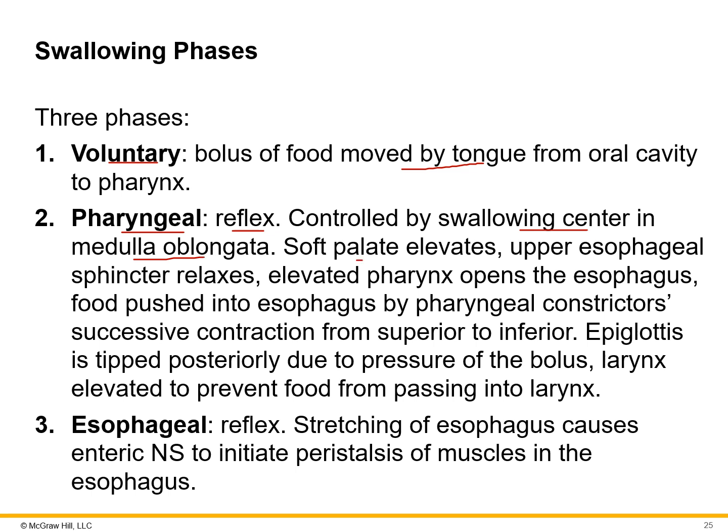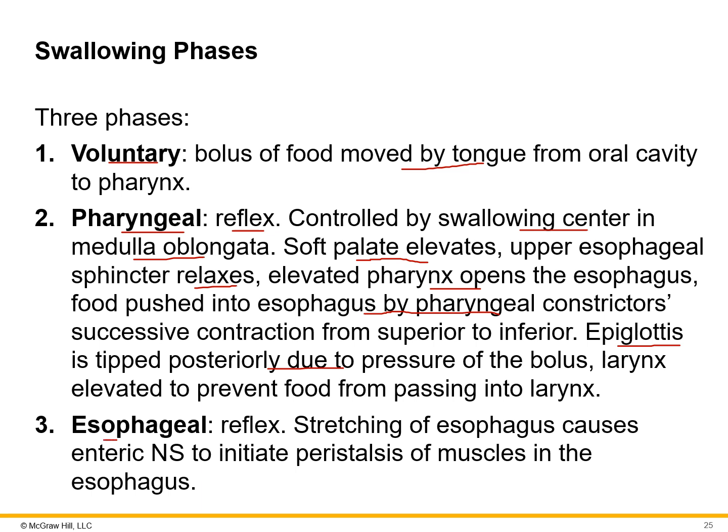So what's going to happen is that soft palate elevates, the esophageal sphincter relaxes, the pharynx opens into the esophagus, and then it is pushed down by those pharyngeal constrictors, so that successive contraction of those moves it into the esophagus. Then the epiglottis is going to be tipped posteriorly to prevent it from going to the lungs.